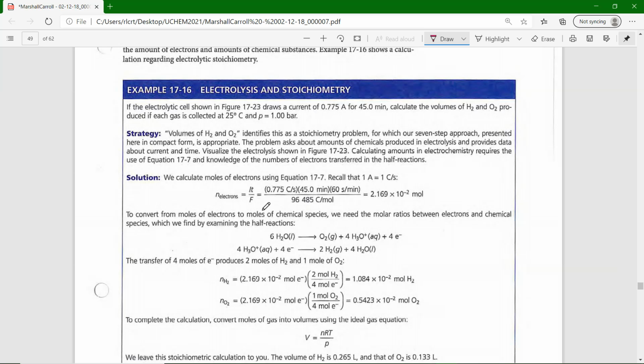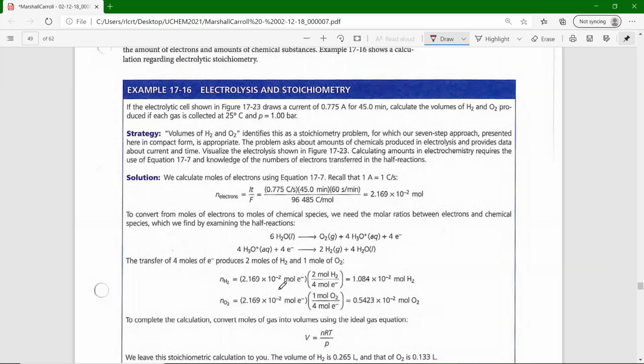So let's find the moles of electrons that's associated. We're running a current of 0.775 amps. Amps is coulombs per second for 45 times 60 seconds divided by Faraday's constant. So you get 0.0217 moles.